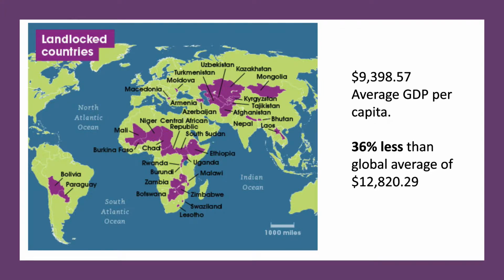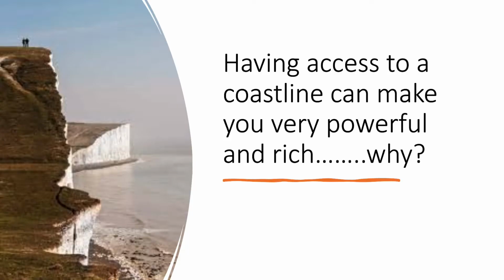You can see a map with landlocked countries on it, shown in purple, and just by looking at one statistic, you can very clearly see there's a problem with being landlocked. They have 36% less money than the global average. So what is that all about? What's going on there? The fundamental principle is that having access to a coastline can make you very powerful and very rich.